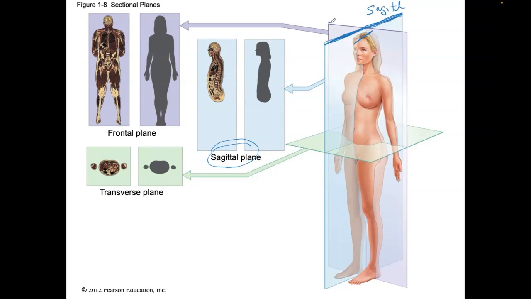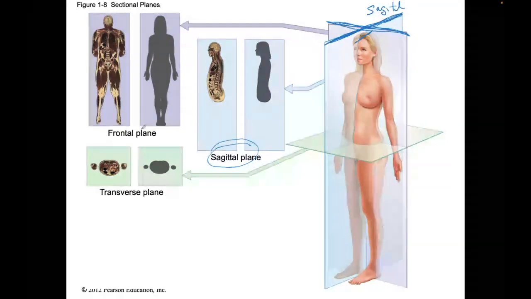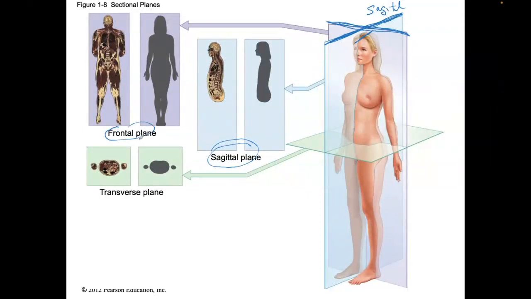Now we can cut the body in this direction going from left to right. When we cut it in this direction from left to right, we can separate the body into a front half and a back half. That's called a frontal plane, also known as a coronal plane. Coronal and frontal are interchangeable terms. I like coronal better just because when we do osteology and you look at the skull, there's another suture going in this direction, in that same direction as the frontal plane, called a coronal suture.